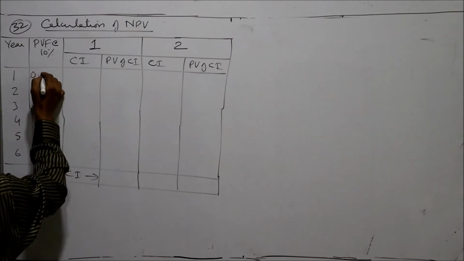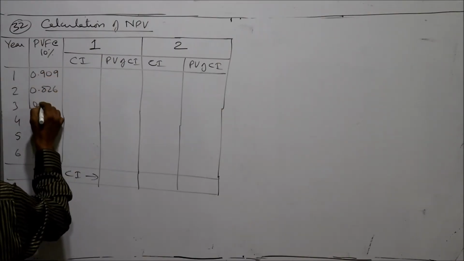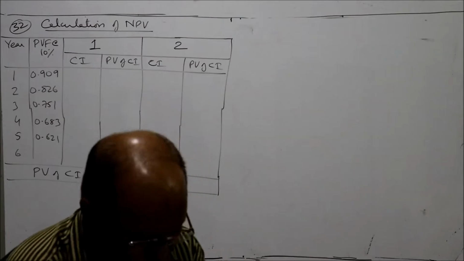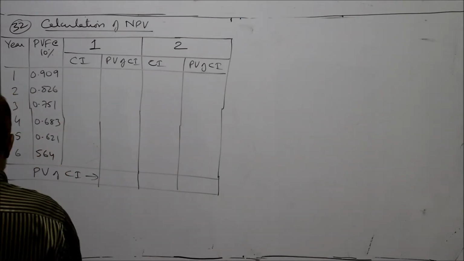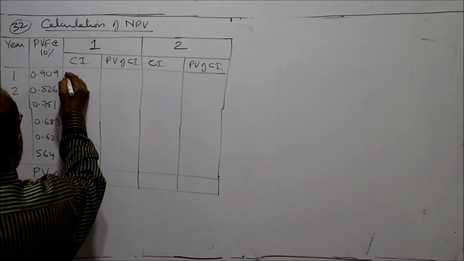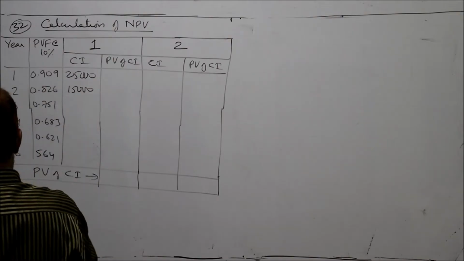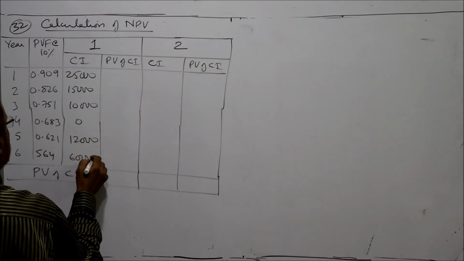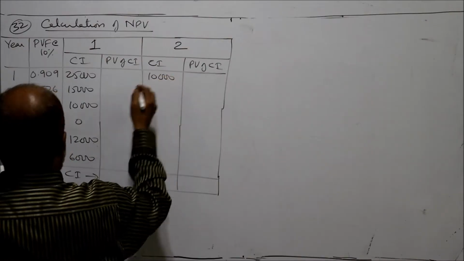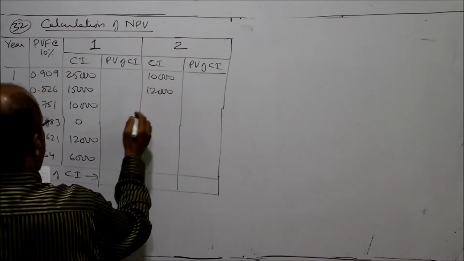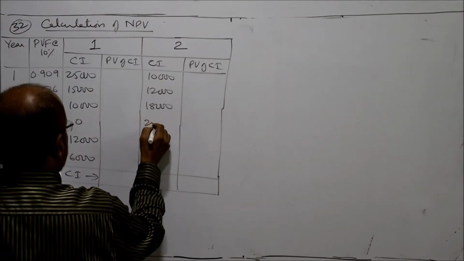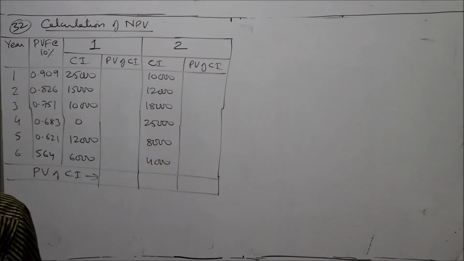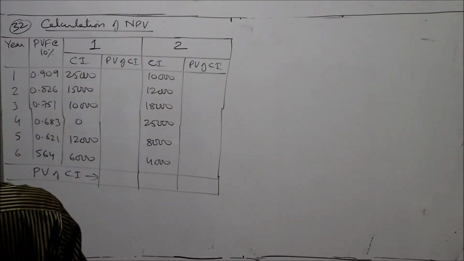PV of cash inflow factors: 0.909, 0.826, 0.751, 0.683, 0.621, 0.564. Now, cash inflows are given for the first project as 25,000, 15,000, 10,000, 0, 12,000, 6,000. And for the second project it is 10,000, 12,000, 18,000, 25,000, 8,000, 4,000. Now multiply the PV factors with cash inflow to get PV of cash inflow.